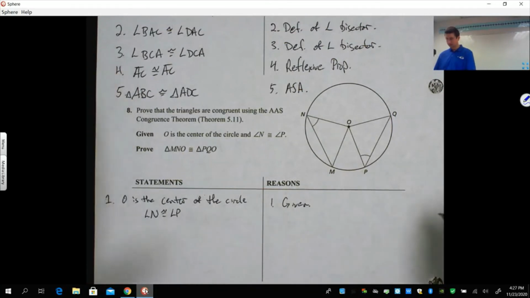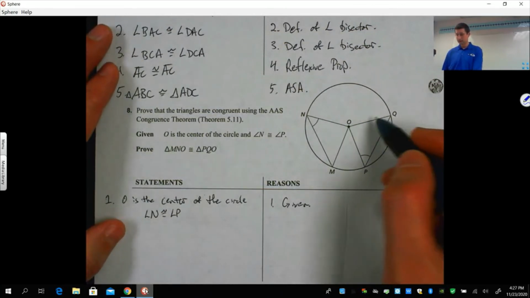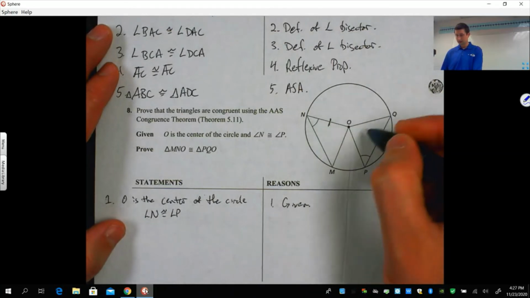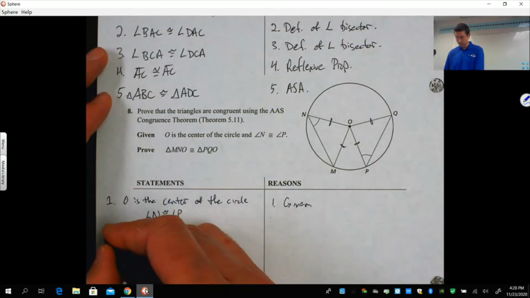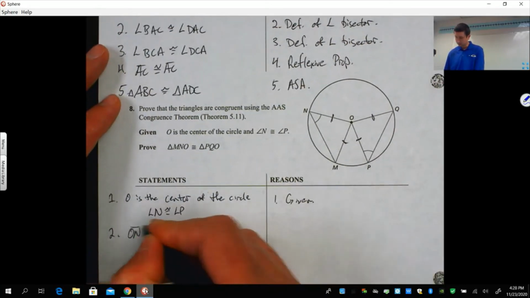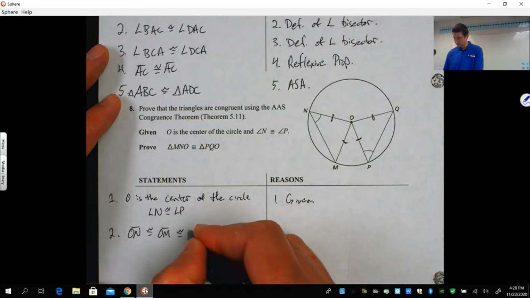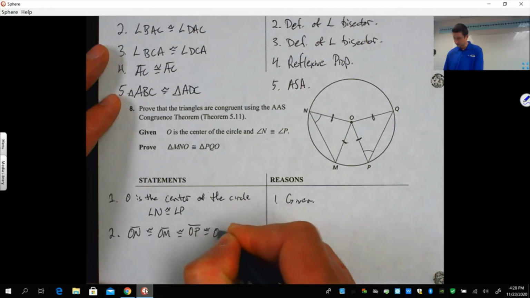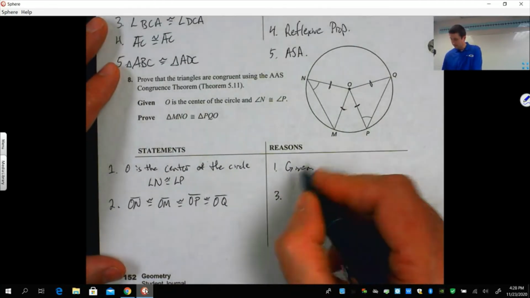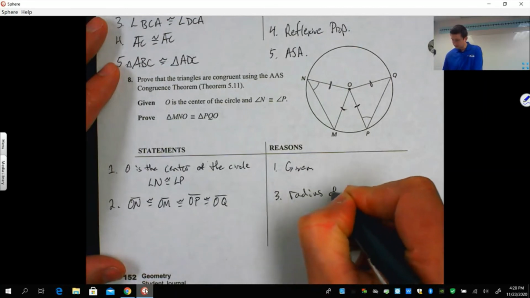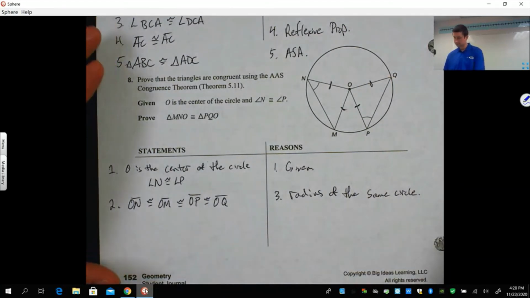That's good. So when you have a circle, you know that a circle has radii, and all the radii have to be congruent to each other. So ON has to be congruent to OM, which has to be congruent to OP, which has to be congruent to OQ. So that may be a couple steps, so we're just going to put it all in here. ON is congruent to OM, which is congruent to OP, which is congruent to OQ. So all four of those segments have to be the same length, okay? And that's because they're the radius of the same circle. Notice I just put my reason down there, radius of the same circle.